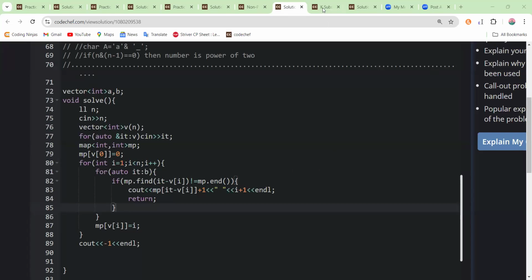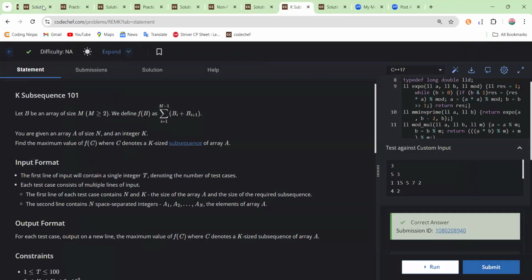Let's move on. Okay. So this is the last question for today. So this is the question. Case of sequence 101. Let B be an array of size m. We define f of B as the summation of Bi plus Bi+1 from i equals 1 to m minus 1. So this is the definition of function f. Now you are given an array A of size n and an integer k. You need to find the maximum value of f of C, where C denotes a k-sized subsequence of array A.